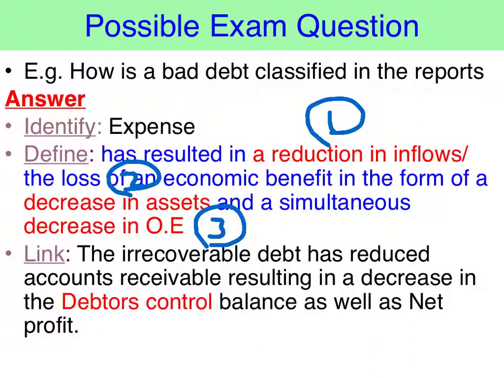So let's link that to the actual scenario of a bad debt. The irrecoverable debt has reduced the accounts receivable, which results in a decrease in the balance in the debtors' control as well as net profit.